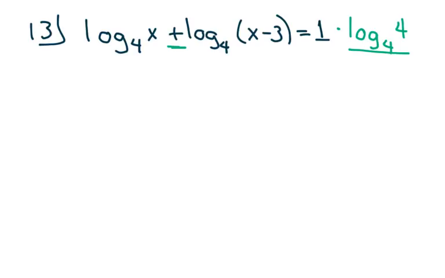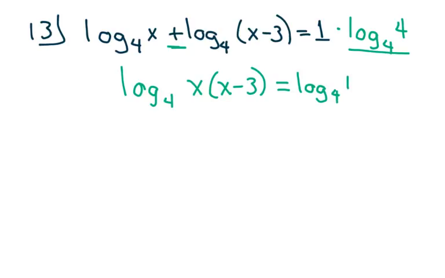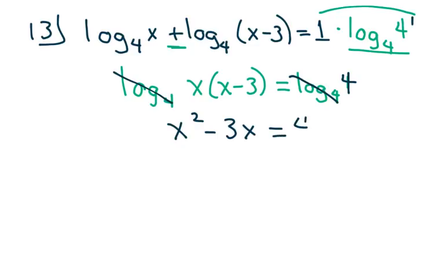It's a positive, so I'm going to use my product property and call this log base 4 of x times x minus 3 equals log base 4 of 1. I use my power property, so that's 4 to the first power equals 4, basically. Now, I can cancel my logs here, and I'm going to solve. So I have x squared minus 3x equals 4. And then, since it's in quadratic form, I set it to 0 and solve accordingly.